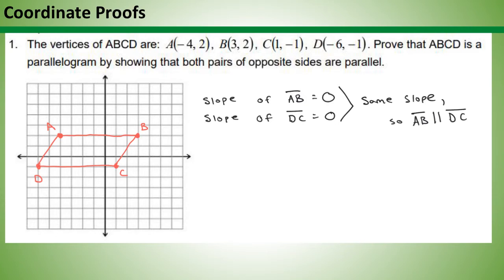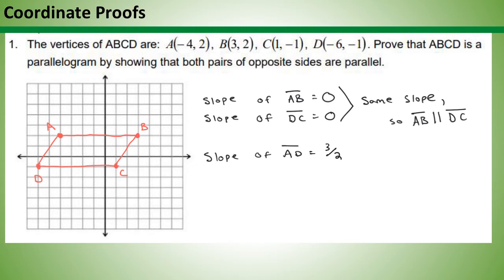So now we have to show that the other set of sides are parallel. First we're going to find the slope of AD. Let's go from left to right, so let's start at D. I'm going to rise 1, 2, 3 and run 1, 2. So my slope is going to be 3 over 2.